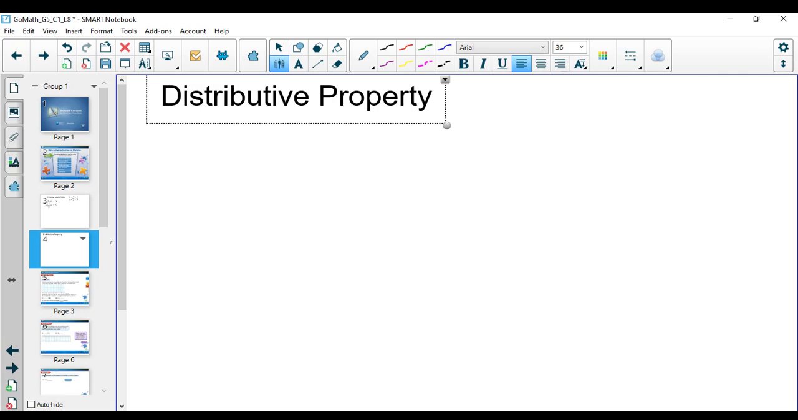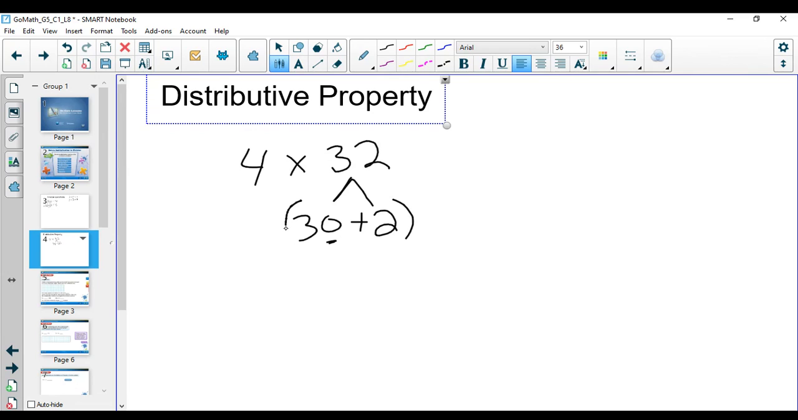So remember the distributive property, we talked about it back in lesson 1.3. It tells me that if I have, say, 4 times 32, that I can take this number 32 and I can break it up into two pieces that when added back together equal 32. I like to make sure that one of those numbers ends in 0 because it's easier to multiply by numbers that end in 0. So we know that 30 plus 2 is the same as 32.